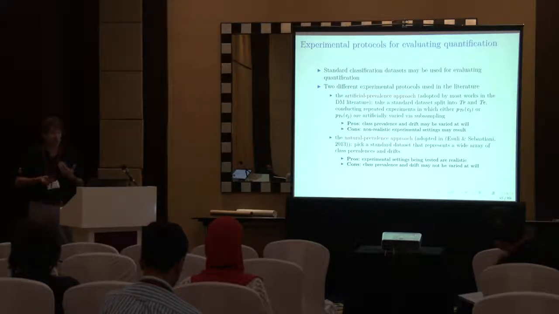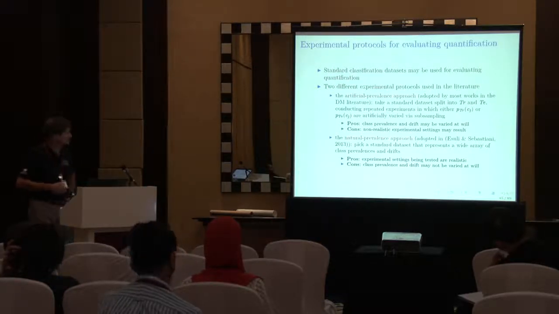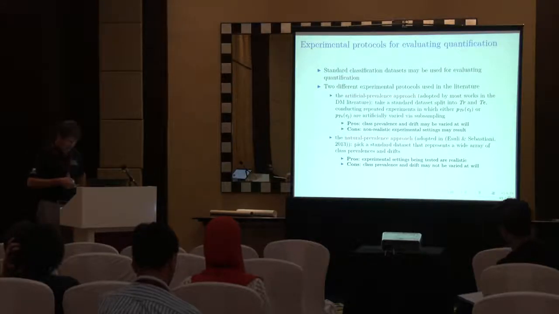Simply, you would evaluate the ability of your system at estimating class prevalences instead of looking at the individual decisions. The literature is split according to what I call the artificial prevalence approach and the natural prevalence approach.